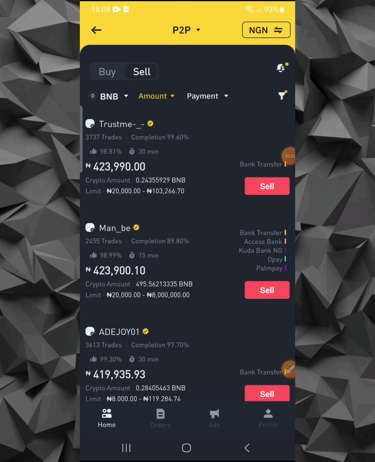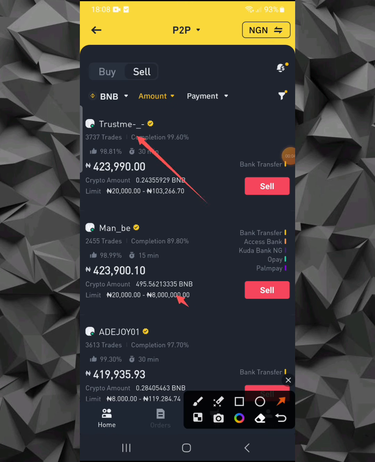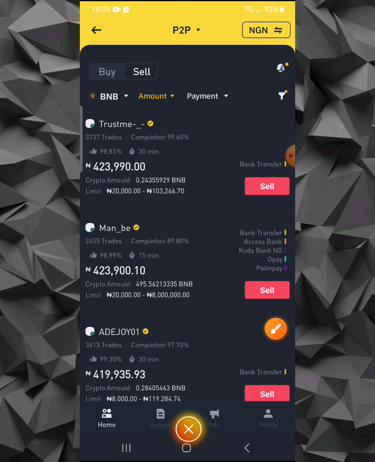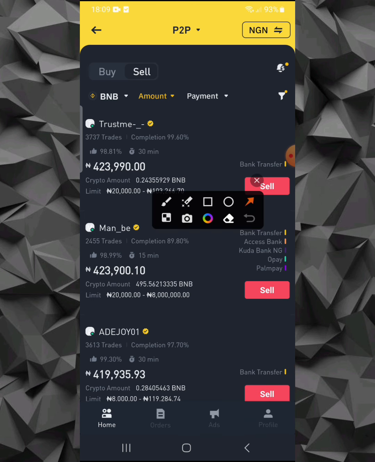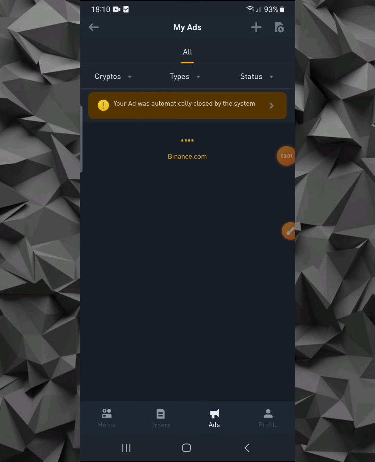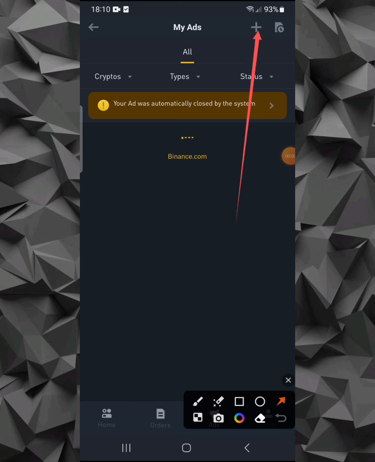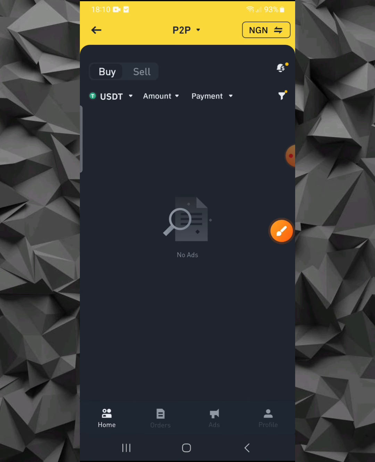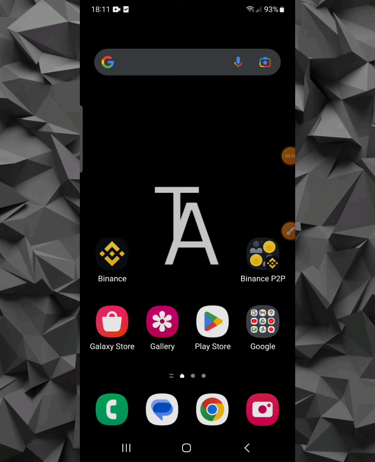So guys, if you want to create an ad to be a merchant like each of these guys, it's very easy. All you have to do is click on this ads section. You click on ads, and then click on this plus sign to post an ad. That's when you start posting an ad, and you can be appearing just like these guys that are appearing on the P2P section. Alright guys, so that's all I'm going to be explaining for this particular strategy.